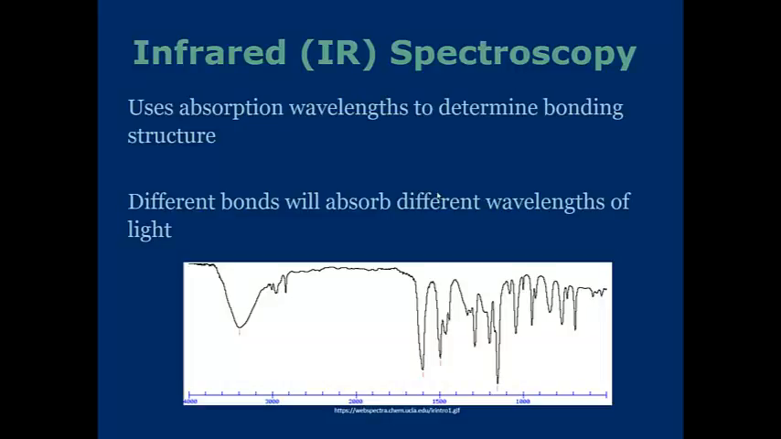This uses absorption wavelengths to determine bonding structure. This is possible because different bonds will absorb different wavelengths of light. Below is a very classic IR spectroscopy result. As you can see, there are a couple areas that we can go into, starting with this peak right here and this peak right here.